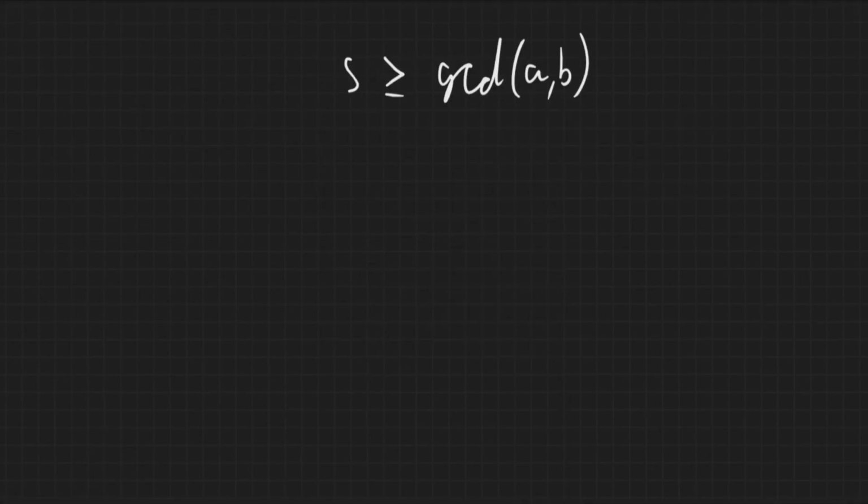Let's start by showing the first inequality. S is a linear combination of a and b by definition. A and b, they're both divisible by the GCD, right? Because it's the greatest common divisor of both a and b. So we can write a as some multiple ka times the GCD of a and b.